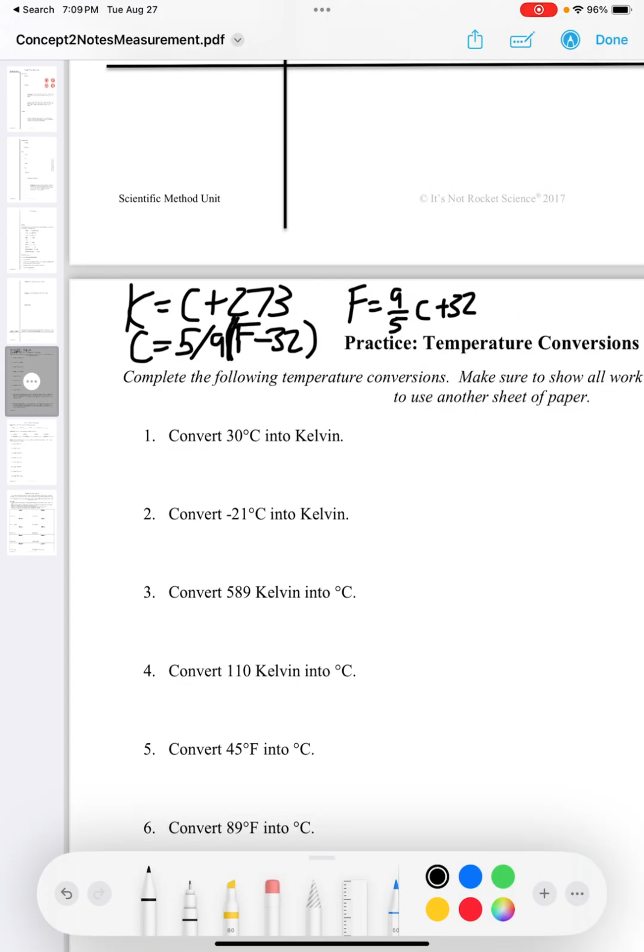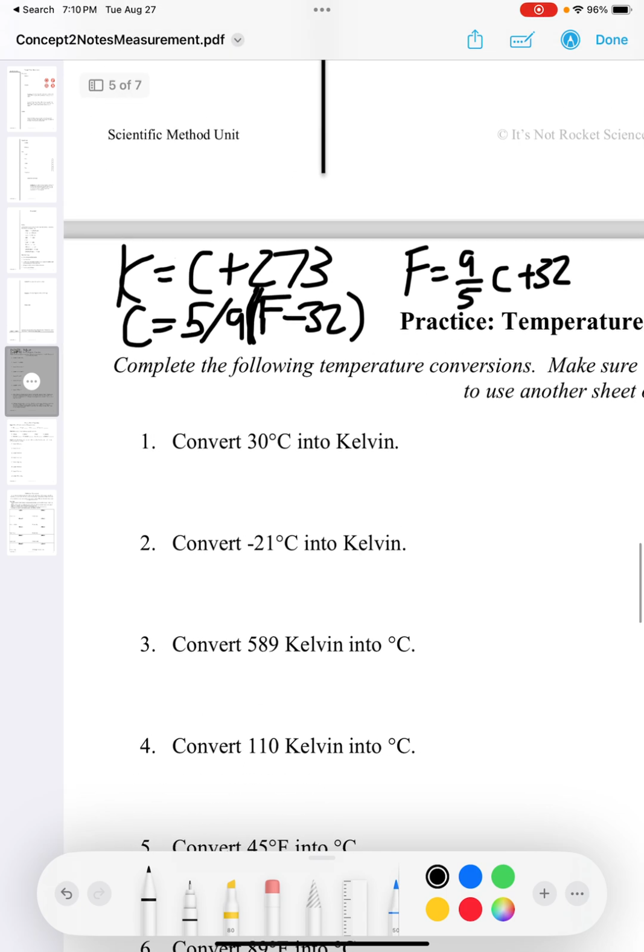Okay, so I've written the 3 formulas for converting temperatures at the top, and I would recommend that you do that on your paper somewhere. And then you just have to pick the right formula and plug the right stuff in the right places. So like on the first one, you're converting 30 degrees Celsius into Kelvin.